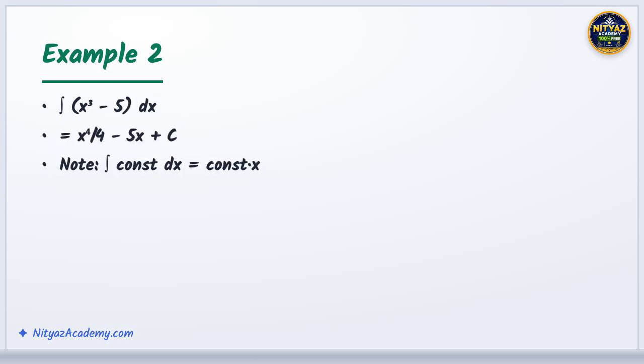Integrate x cubed minus 5. For x cubed, add 1 to get 4, and divide by 4, giving x to the 4th over 4. The integral of a constant 5 is 5x, so we get minus 5x. Add c. Differentiate to verify. X cubed minus 5 comes right back. Remember, a lone constant integrates to constant times x.